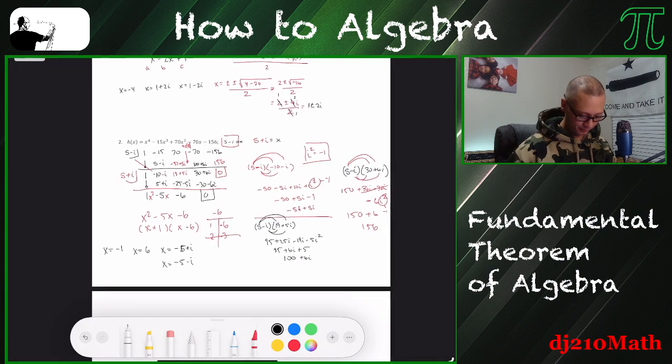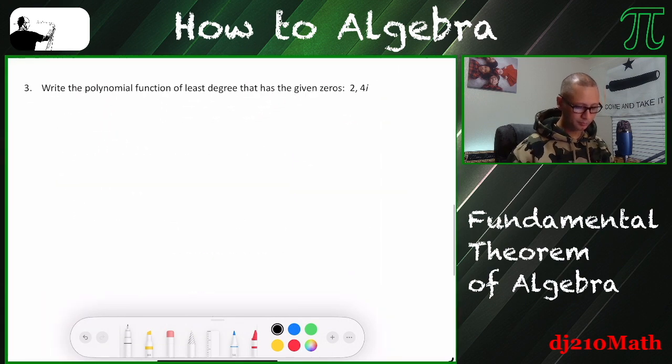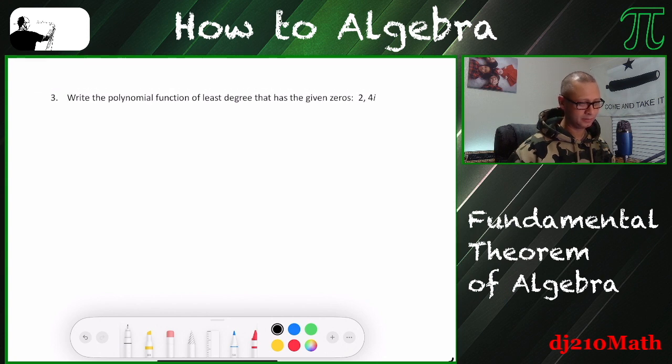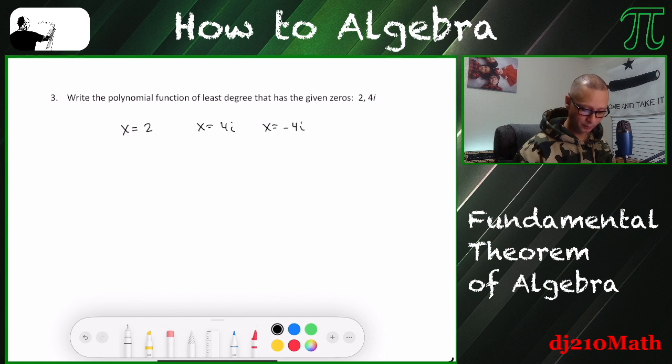Okay, and the last example, kind of working in reverse. We want to write a polynomial, and we're given the roots. So we're given 2 and 4i. This means x is equal to 2 and x is equal to 4i. Now remember, i's come in pairs. So if you give me an i as a root, I immediately know the other root. It's going to be its pair, negative 4i.